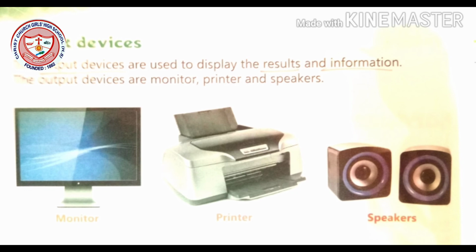Now see, what are output devices? What is given in your book? The output devices are used to display the results and information. So whenever we write 2 plus 2, we are giving the instruction to the computer. That is the input, given with the help of input devices. It is processed in the processing device, that is CPU. After it has been processed, the answer is given as the output. The device through which we get our output is the output device. The output devices are monitor, printer and speakers.